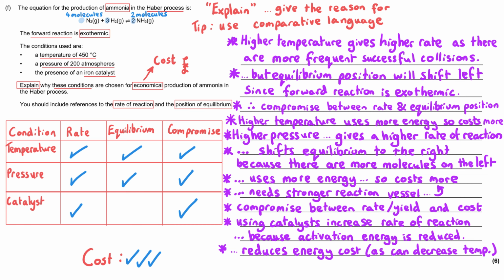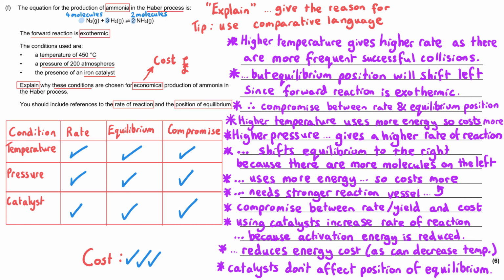And then in terms of equilibrium, when we use a catalyst, this has no effect on the position of equilibrium because a catalyst will lower the activation energy of the forward reaction and the reverse reaction precisely the same amount, and so we're not going to affect the position of equilibrium by employing a catalyst. At most, we might affect the speed at which we reach that position of equilibrium, not what the position actually is.